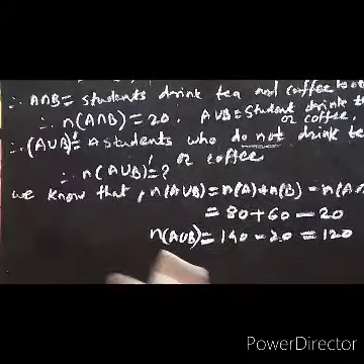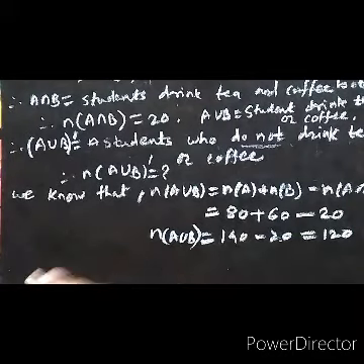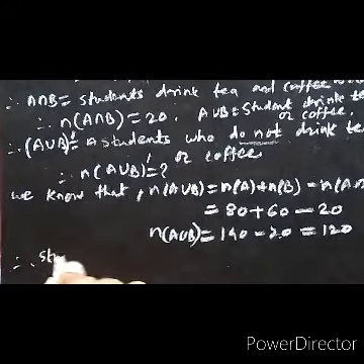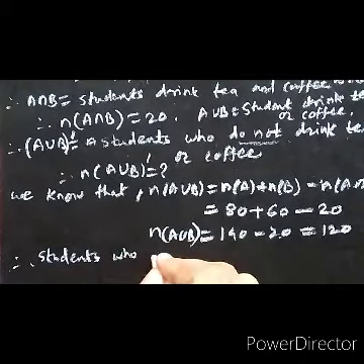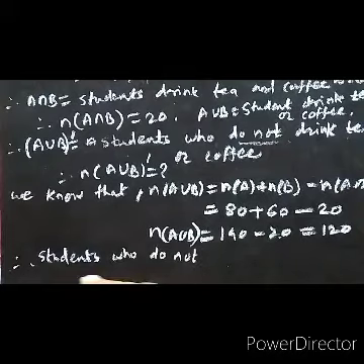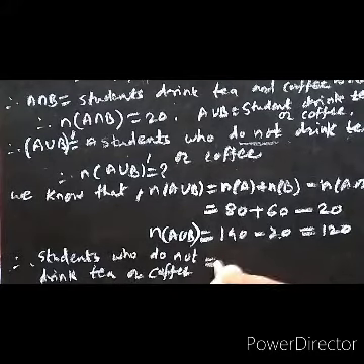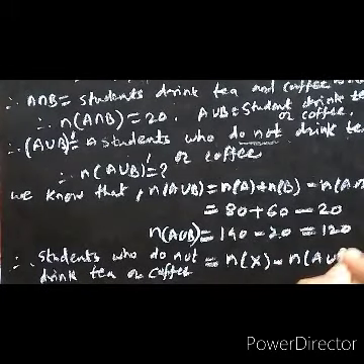But A union B means students who drink tea or coffee, and we have to find students who do not drink tea or coffee, that is its complement. Therefore, students who do not drink tea or coffee, that is n of X minus n of A union B.